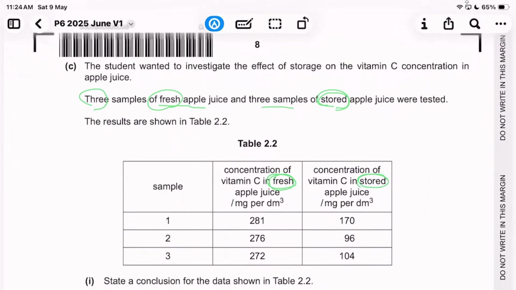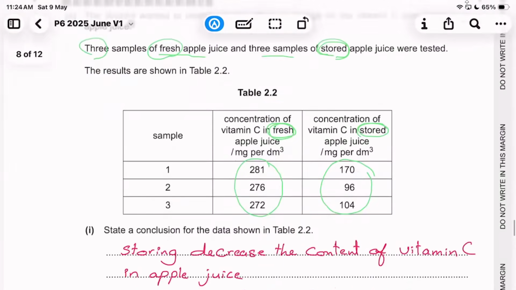State the conclusion for the data. How can we know the conclusion for this one? If you concentrate, we can find this. In all the data, the concentration of the stored one is less than the fresh one. So storing of fruits decreases the content of vitamin C in apple juice.